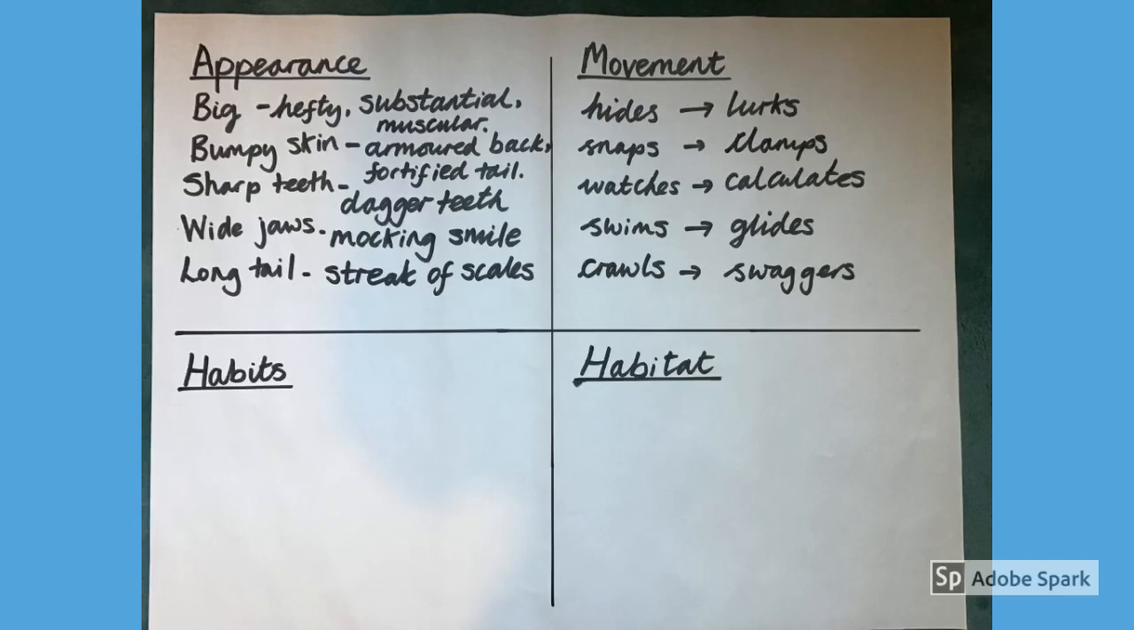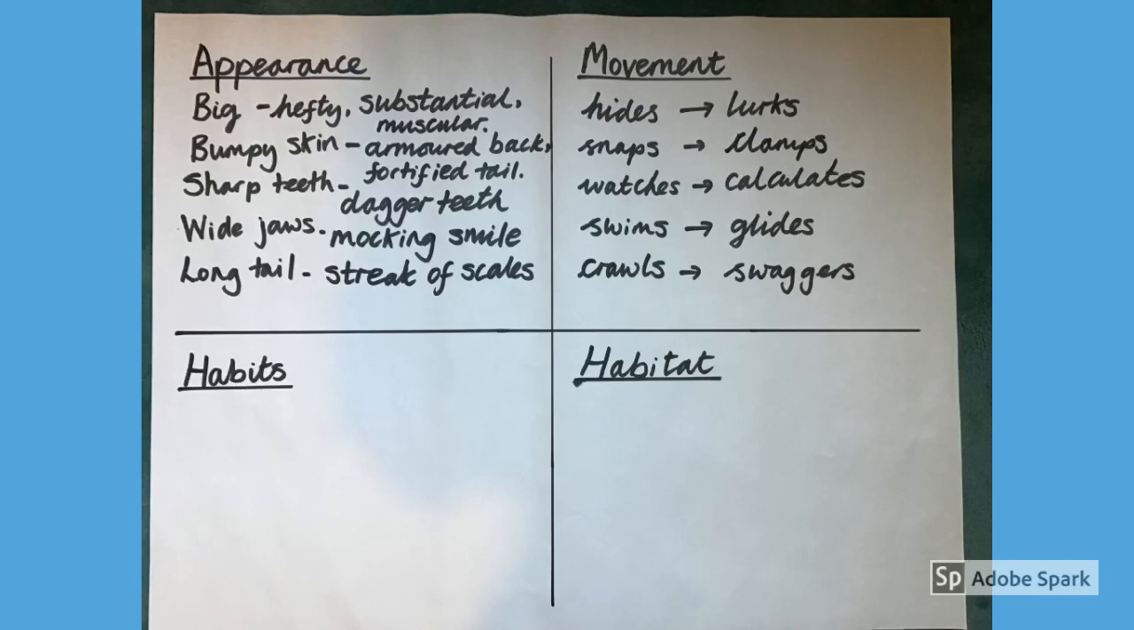Like the grey wolf, the crocodile is a hunter. It watches carefully, and while it's watching, it calculates. When it swims, it glides, and as it crawls, it seems to swagger as it moves from side to side. Now you're going to come up with some words to describe your animal's habits, the kinds of things that it's done. Write them down on your grid.